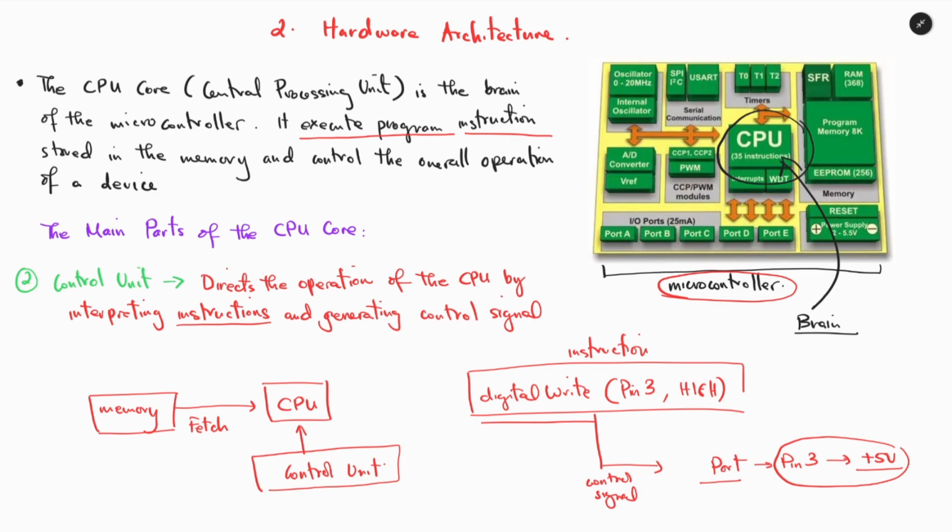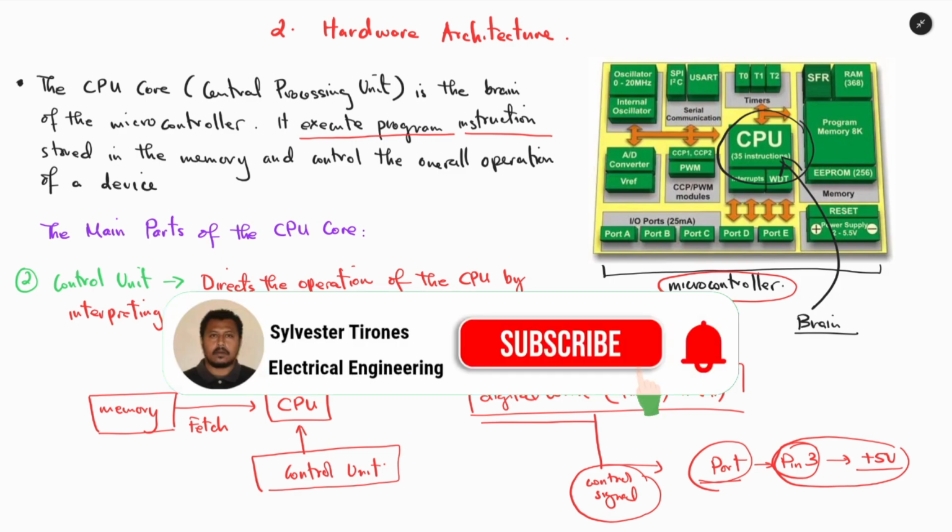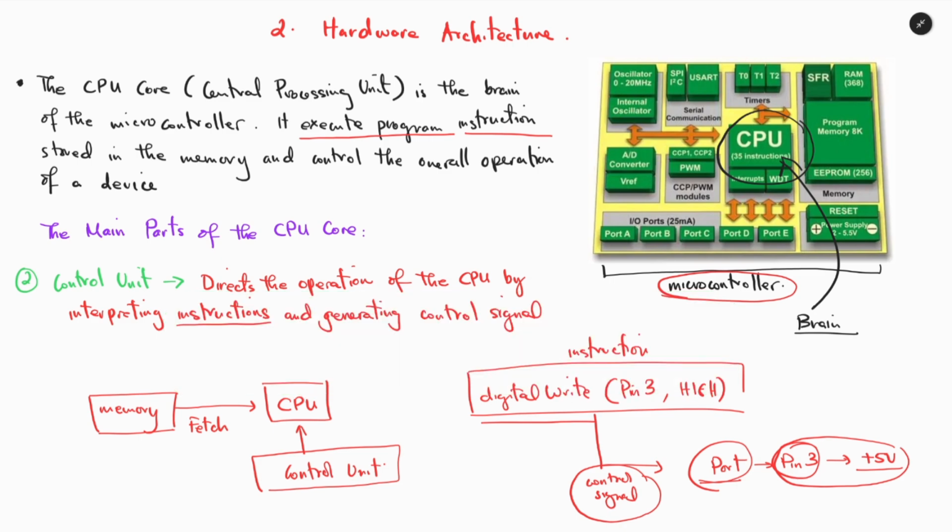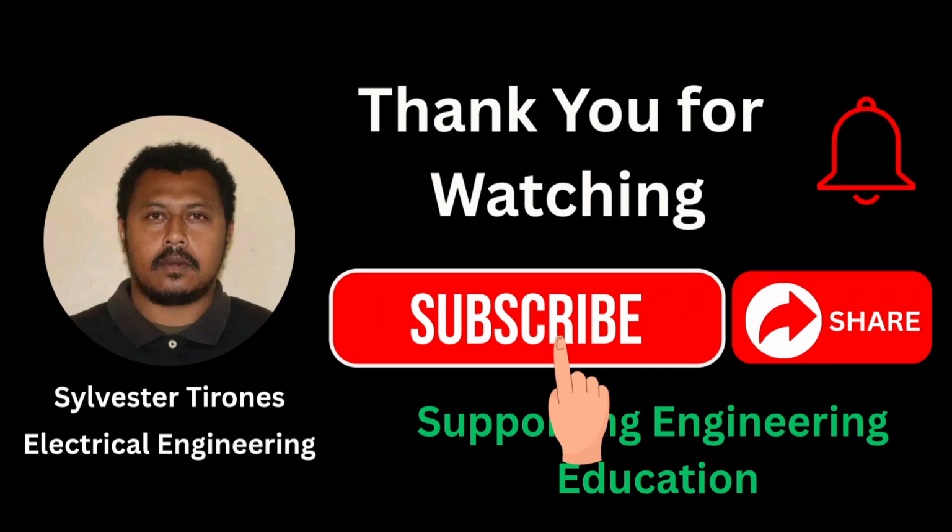Without this control signal, this particular pin cannot have a logic high or positive 5 volts. That is why it is important that this control signal controls the port to allow pin 3 to have a positive 5 volts at the output, which can control other external peripherals such as an LED or a motor and so on.